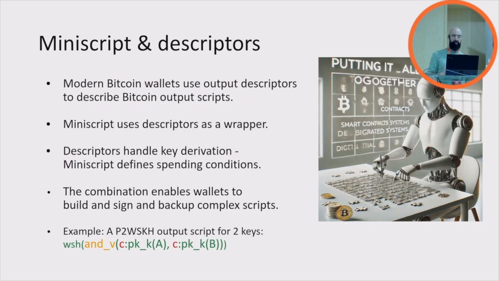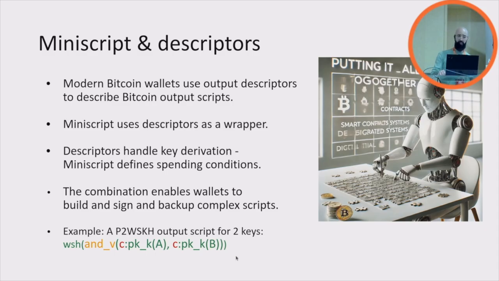And for that we have the descriptors. Miniscript works great inside the descriptors. Most of the modern wallets nowadays use output descriptors, and the Miniscript uses them as a wrapper. The descriptors handle key derivation and describe the path, and the Miniscript describes the spending condition. That combination helps us to build and sign a really complex script. For example, here we have a descriptor that contains an output script that requires 2 signatures of 2 keys.